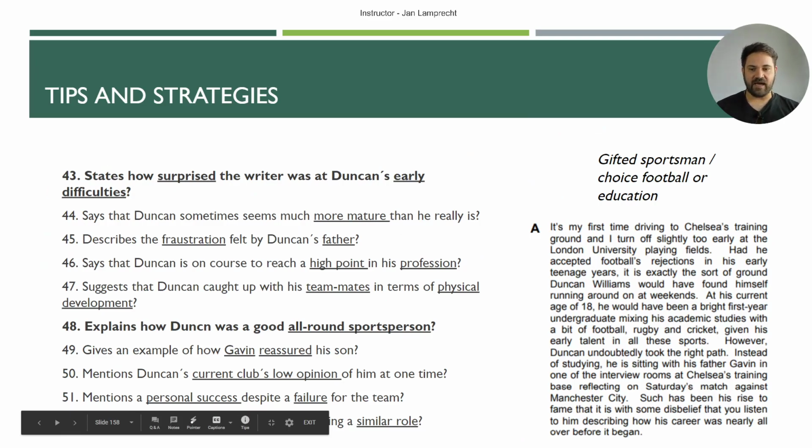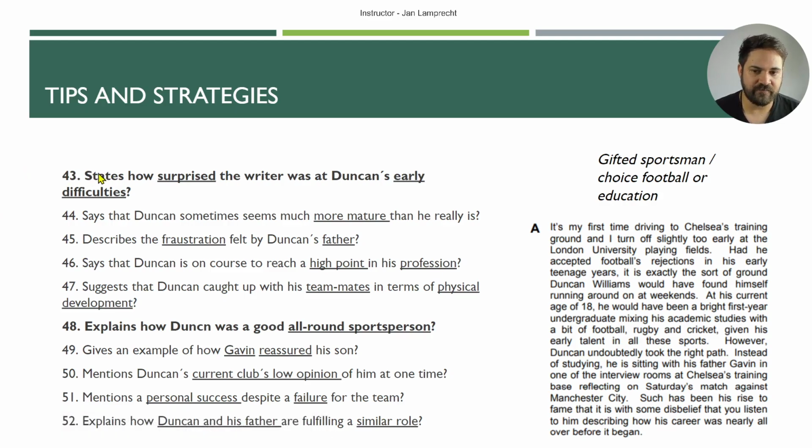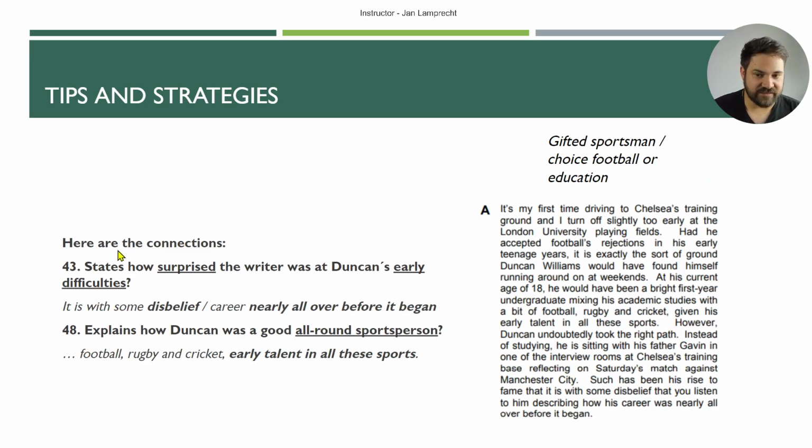So I did that. I found that I could write A in 43 and in 48. The keywords for 43 and 48, and here's my summary, states how surprised the writer was at Duncan's early difficulties. And then B explains how Duncan was a good all-round sportsman. So I wrote A in these two. Now, let's continue. Here are the connections.